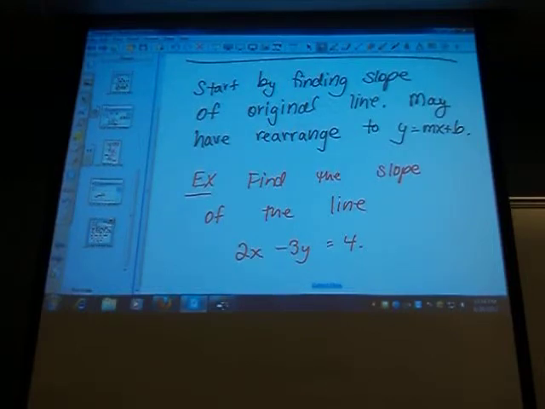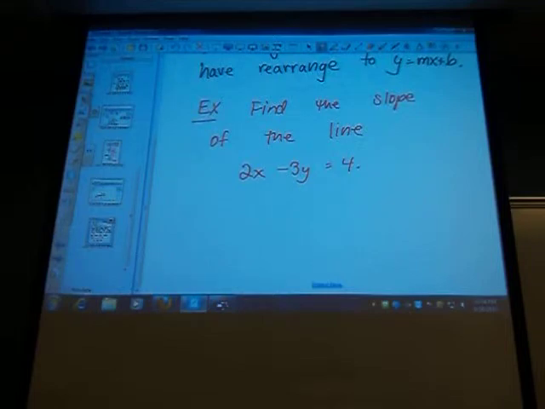So how can I get y equals here? Subtract 2x, because you gotta get y by itself. Just like if you were going to graph it, you want to get y by itself. And then you gotta divide by 3.